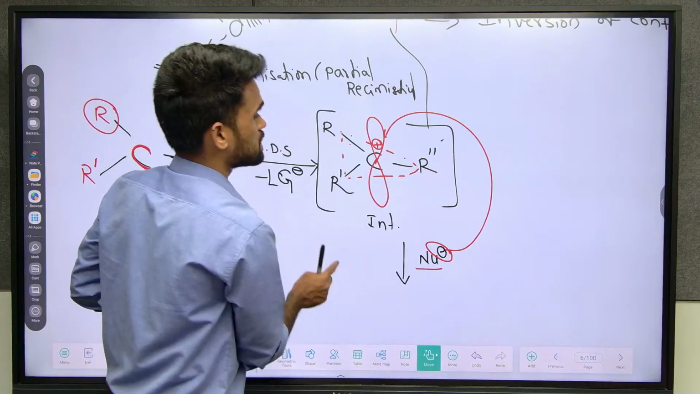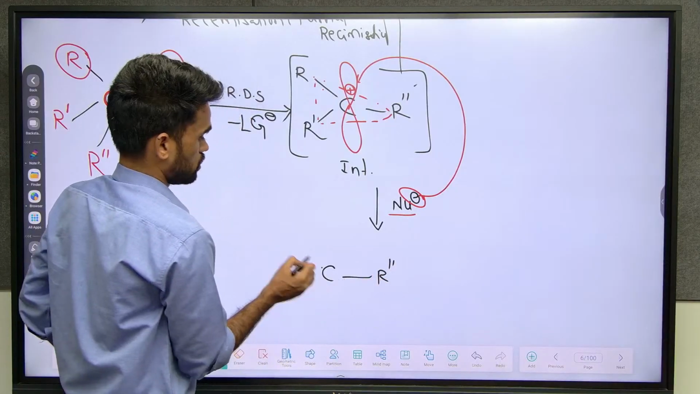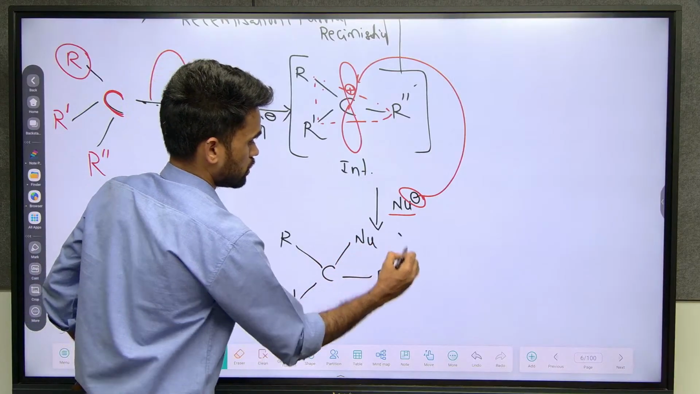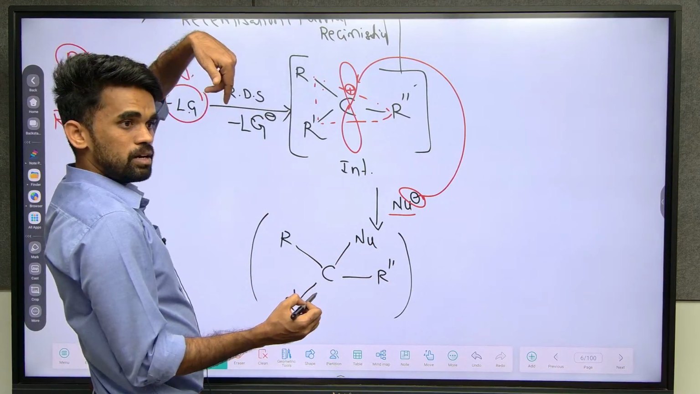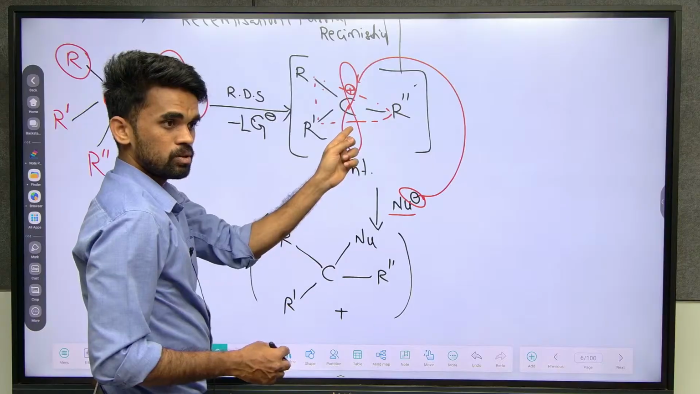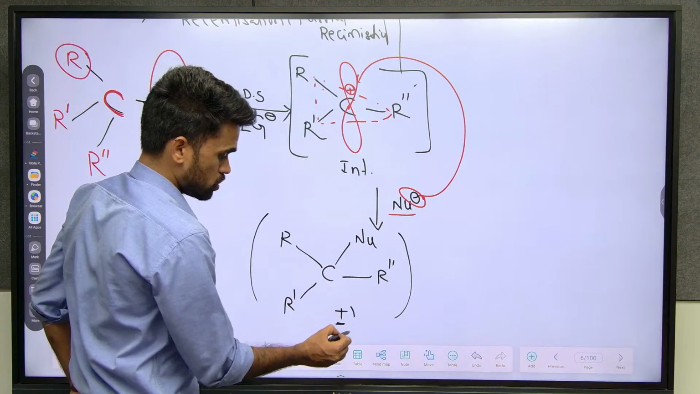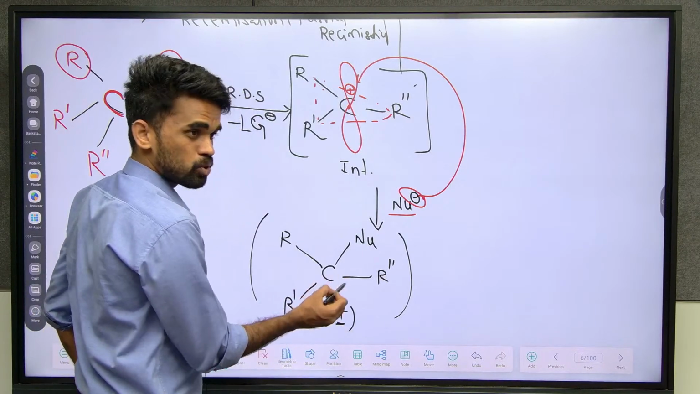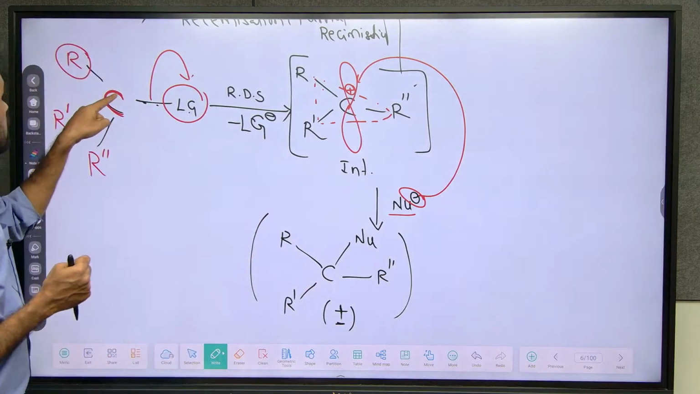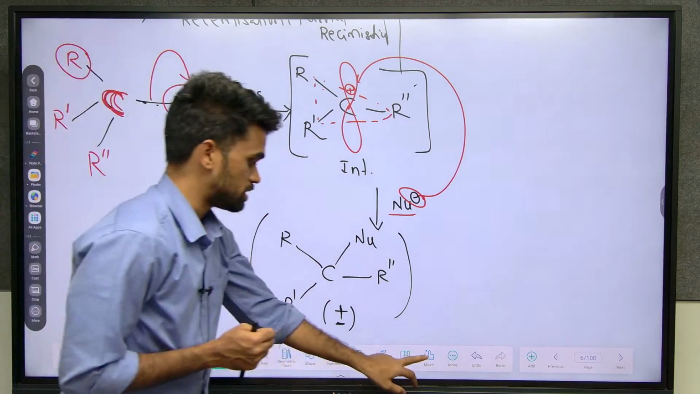So now once again, you just write the product first. C R dash, R. So nucleophile I am writing here. See, it is coming from above the plane, no? So we'll get some plus kind of compound. It is also possible to come from below, I am writing minus also. So both of them are equal, 50%, 50%, no? So we can say this product mixture is a racemic mixture. This racemic mixture, what you should use when the starting material is a chiral carbon. Yeah, that's it.